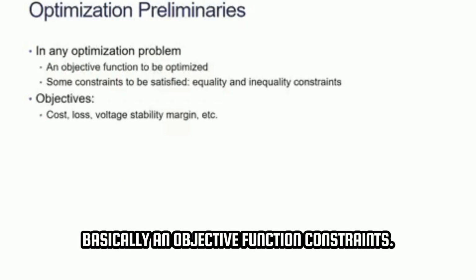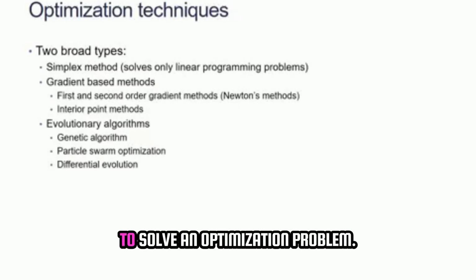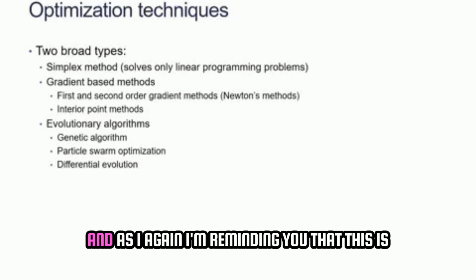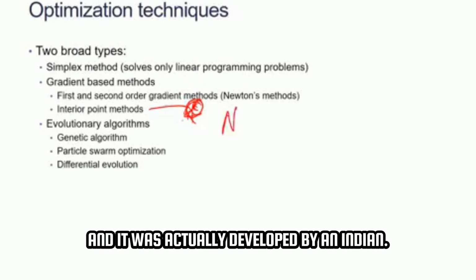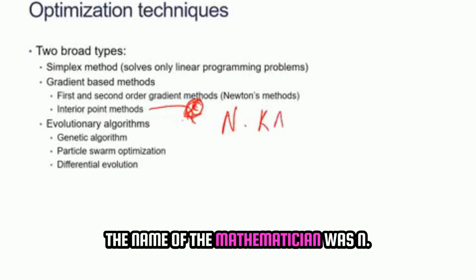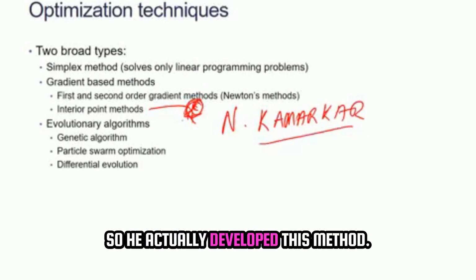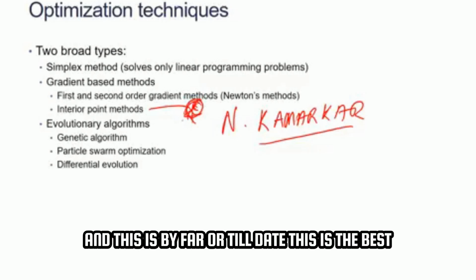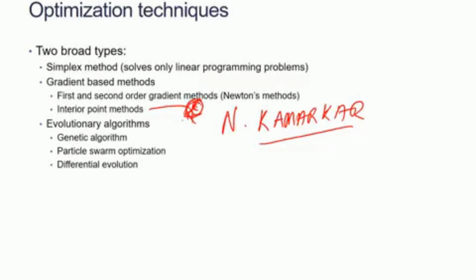which will be basically an objective function, constraints. Then we discussed some of the methods to solve an optimization problem. And as I am again reminding you, the best method is the interior point method, and it was actually developed by an Indian. The name of the mathematician was N. Karmarkar. So he developed this method, and till date, this is the best method to solve an optimization problem.